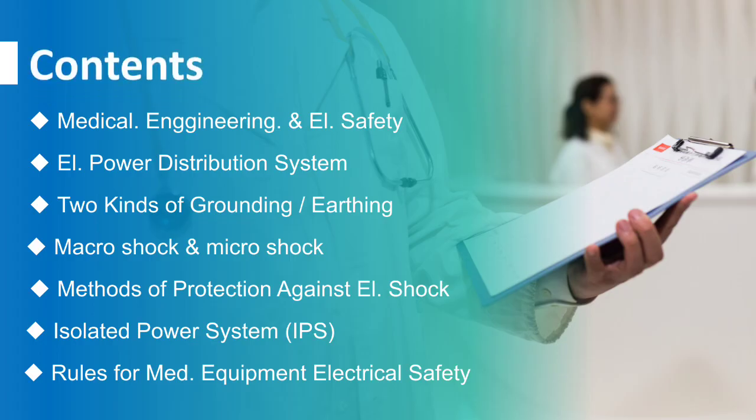Let's look into the contents. It consists of medical engineering and electrical safety, electrical power distribution system, two kinds of grounding, macro shock and micro shock, methods of protection against electrical shock, isolated power system, and rules for medical equipment and electrical safety.